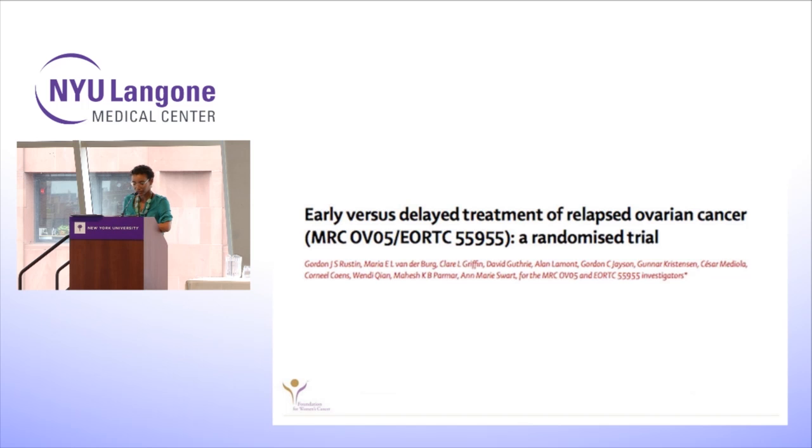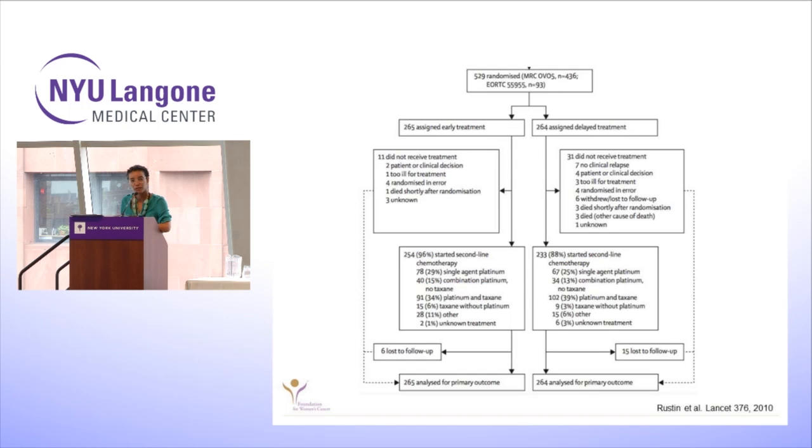And this is what he did. He took around 530 women, and he randomized them to what he called early treatment or delayed treatment. Early treatment meant that you were getting your CA125 every 3 to 6 months, depending on how far out you were from your diagnosis. If the CA125 was elevated, then you were triggered to get imaging, and if the imaging was abnormal, then you started chemotherapy. So that was the early treatment group.